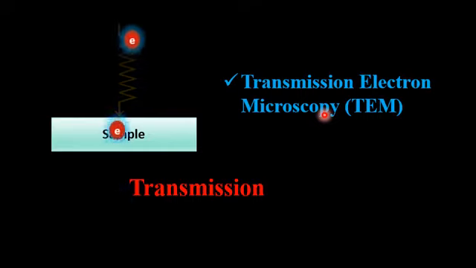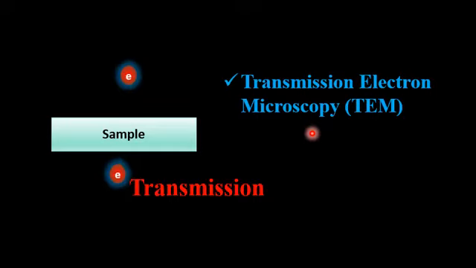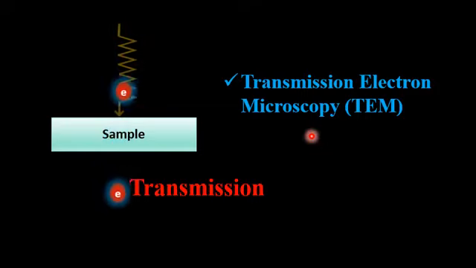In simple words, the difference between TEM and SEM is reflection and transmission of electrons. SEM, or scanning electron microscope, uses reflected electrons, whereas transmission electron microscope uses transmitted electrons. This is the core difference. Second, the resolution of TEM is quite a bit higher than that of the scanning electron microscope.